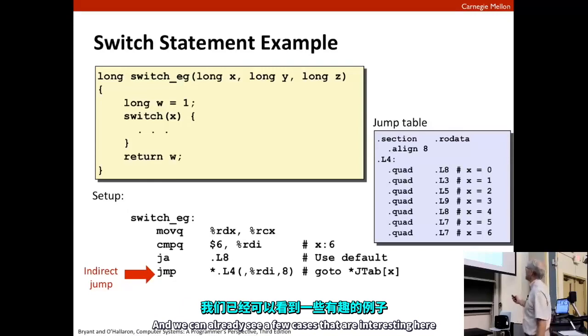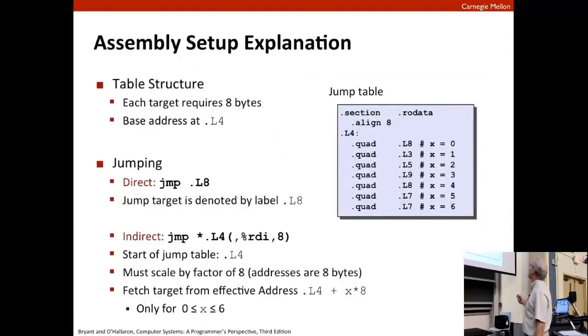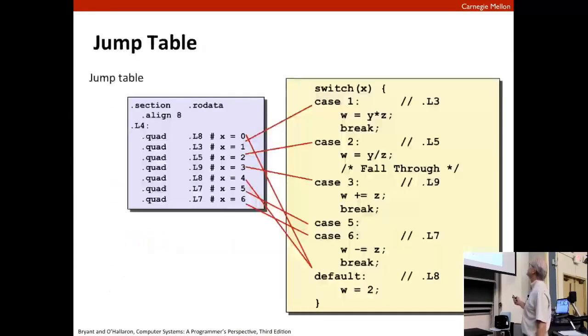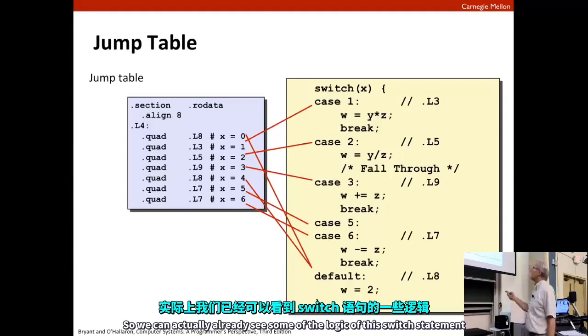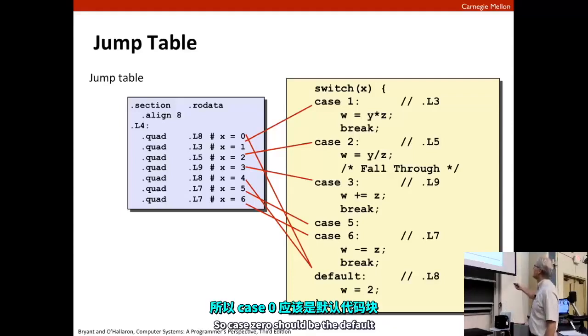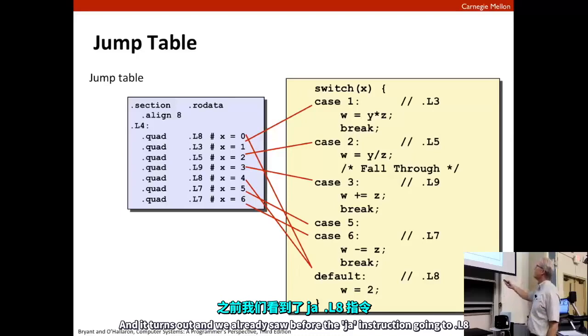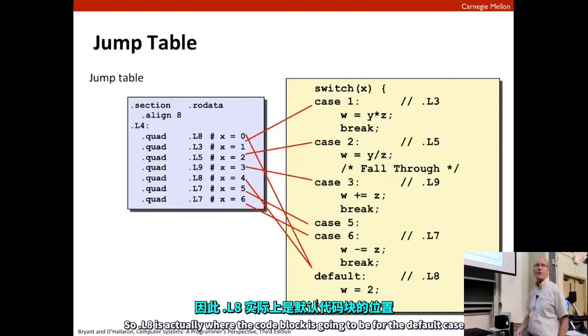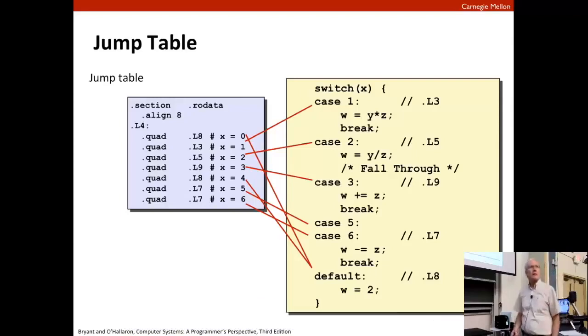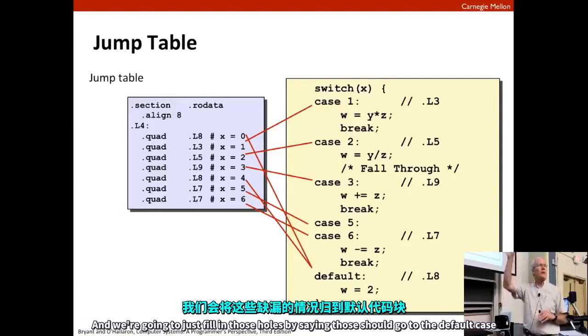And we can already see a few cases that are interesting here. We can actually already see some of the logic of this switch statement built into the ordering of entries in this table. In particular, there is no case 0 here, so case 0 should be the default. There is no case 4 here, so case 4 should be the default. And we already saw the JA instruction going to L8. So L8 is where the code block is going to be for the default case. So you can think of this as sometimes having holes in your switch statement, and we're going to fill in those holes by saying those should go to the default case.